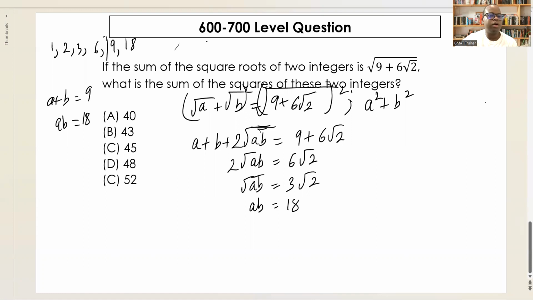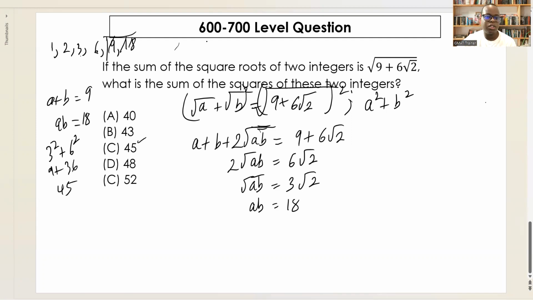Of course, you don't need the other part; you end it at this place. You only have 6 and 3 as factors of 18 which, if you add them, give 9. So at this point, you can see that a plus b is 9 and a times b is 18. If you ask for a squared plus b squared, you have 3 squared plus 6 squared, which is 9 plus 36, which is 45, which is answer choice C. That is the shortest way of approaching it.